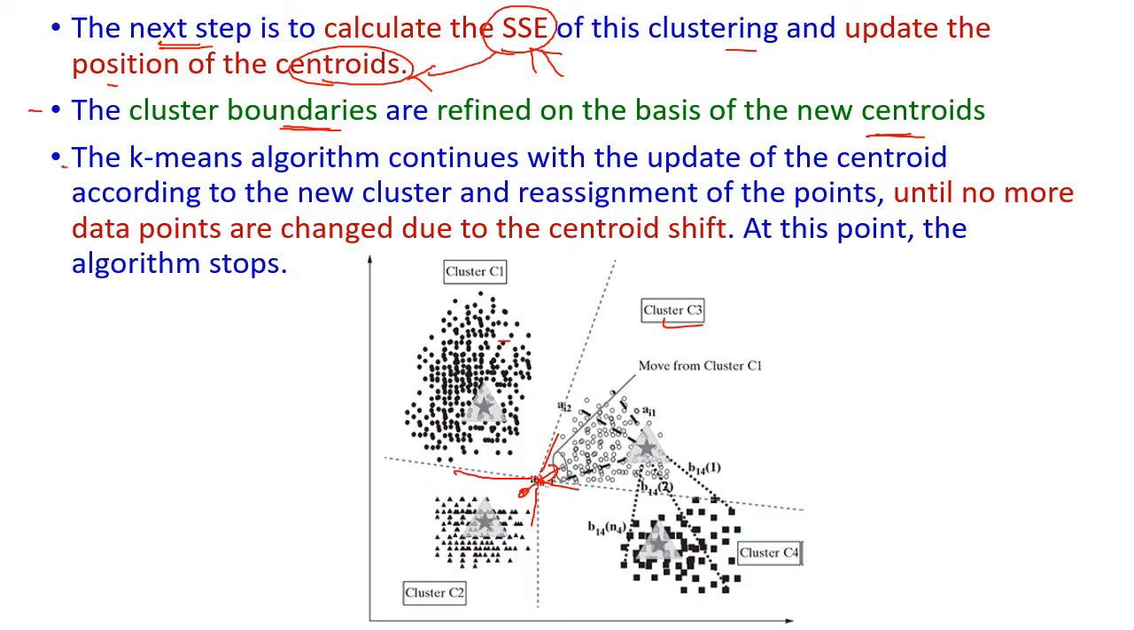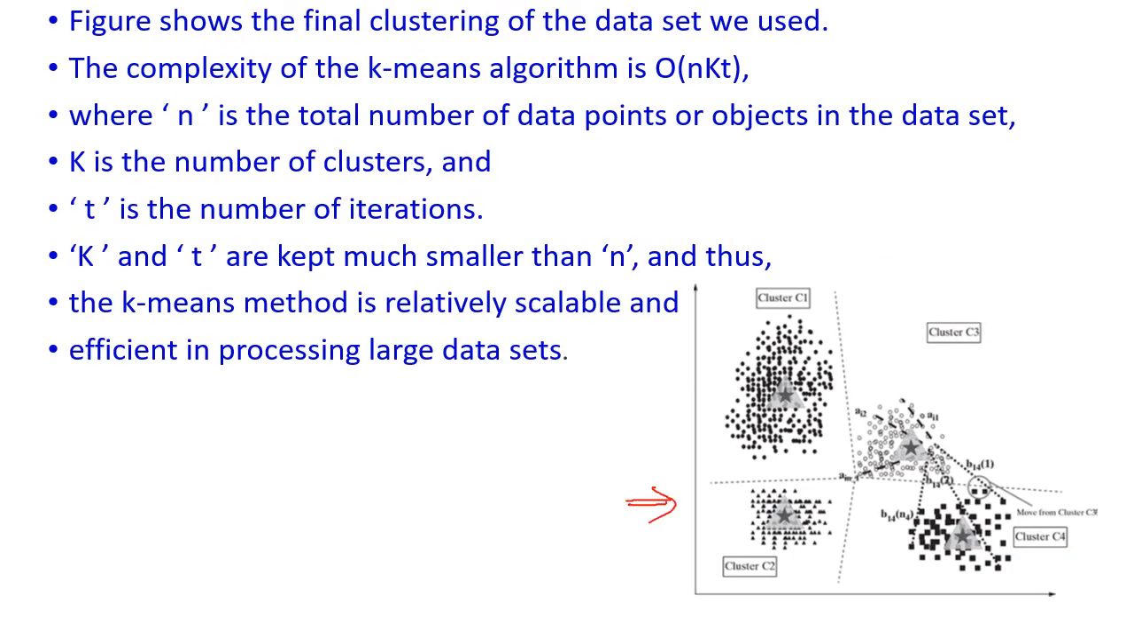The K-means algorithm continues with updating the centroids according to the new clusters, and the points are reassigned from one cluster to another until no more data points change due to the centroid shift. At this point the algorithm stops, and this figure represents the final clustering of the dataset. After this point there is no movement of data points as well as no movement of centroids.